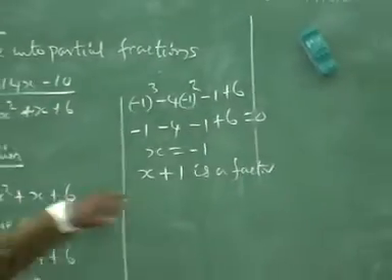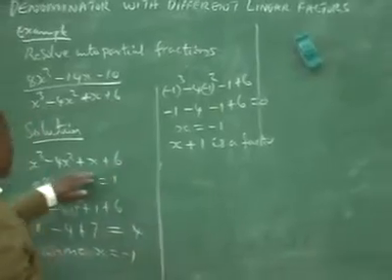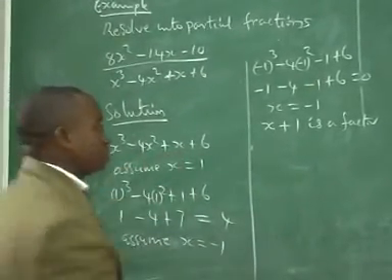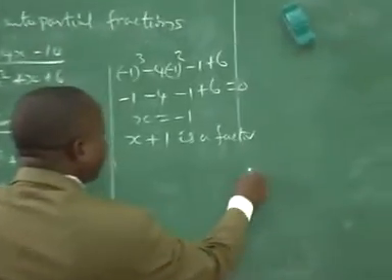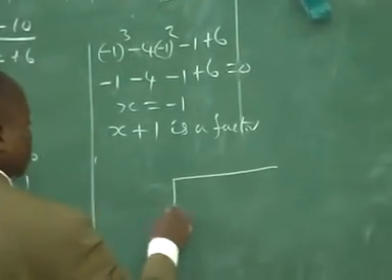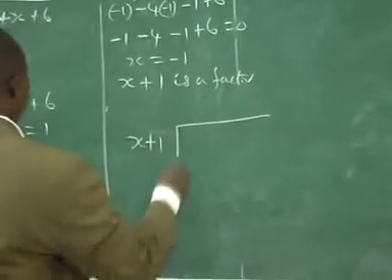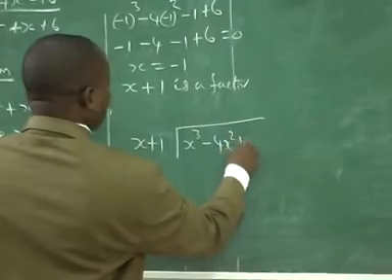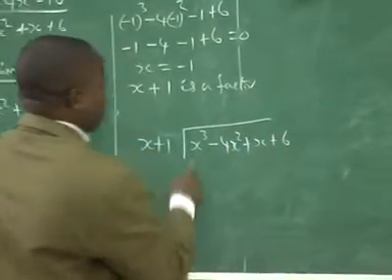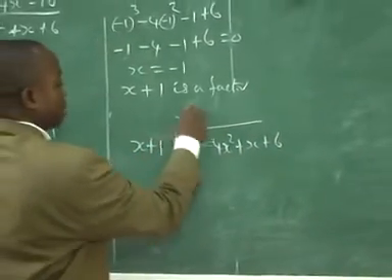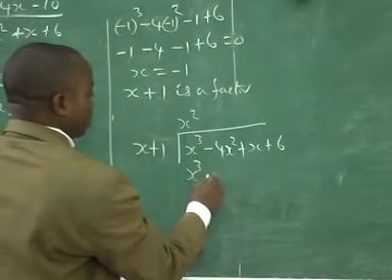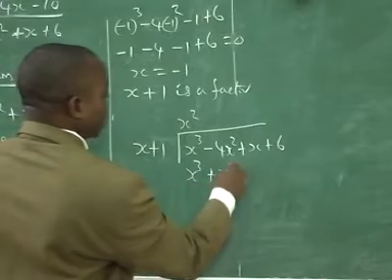Then we can use this one to divide this particular polynomial function so that we get other factors. That can be done by the long division method. So x plus 1 is a factor, and we want to divide x cubed minus 4x squared plus x plus 6. So x cubed divided by x will give me x squared. X squared times x will give me x cubed. X squared times 1 will give me plus x squared.